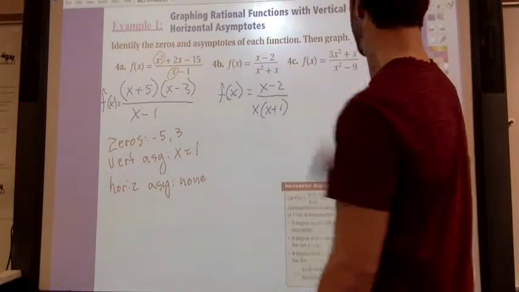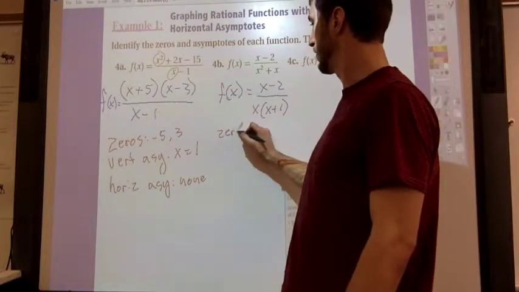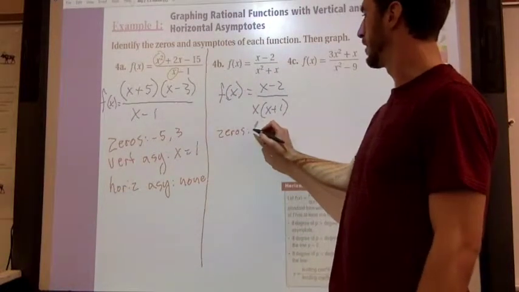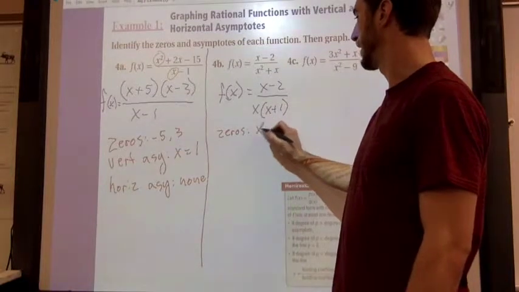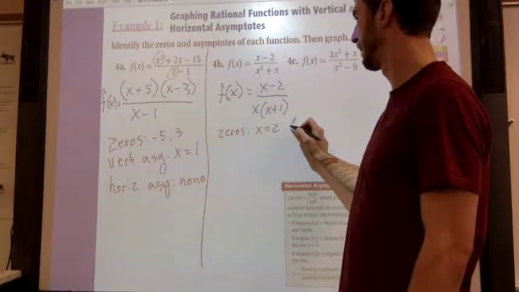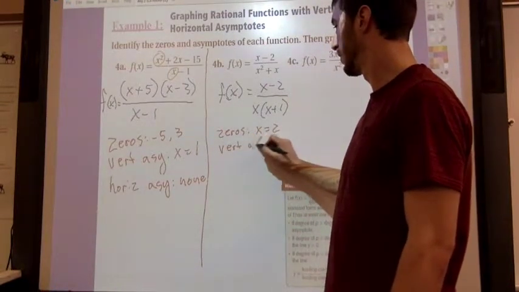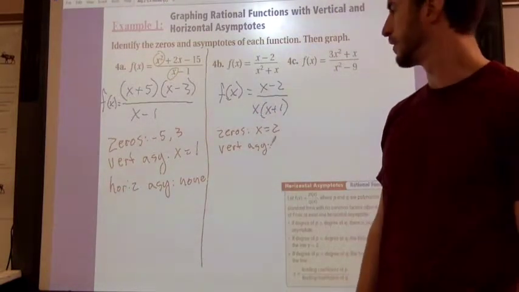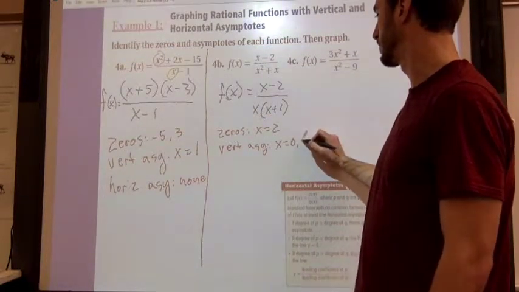Okay. To find my zeros, I set my numerator equal to 0. So my zeros are going to be, add 2 to both sides, so zeros are at x equals 2. Okay, vertical asymptote. We set both the factors of our denominator equal to 0, and this one is going to be x equals 0 and x equals negative 1.